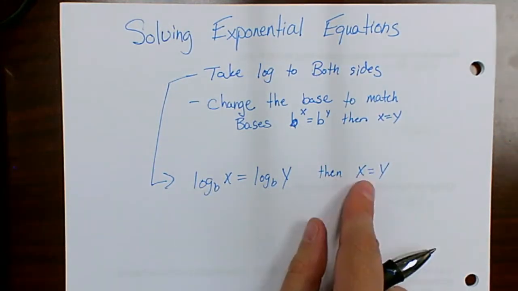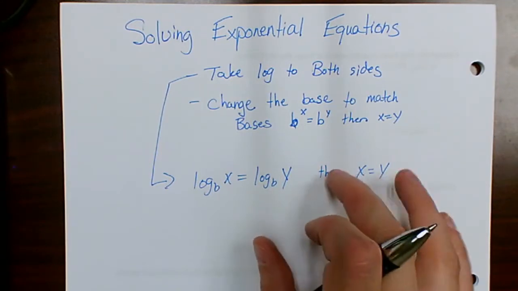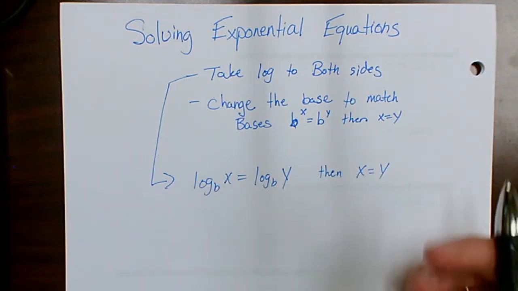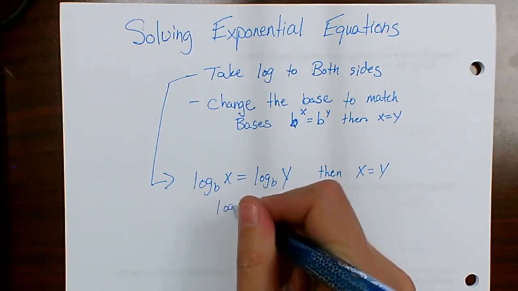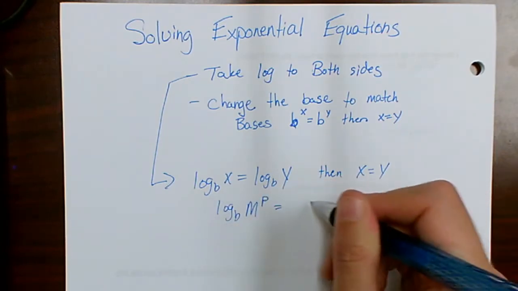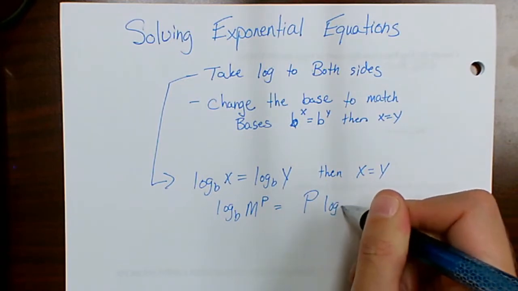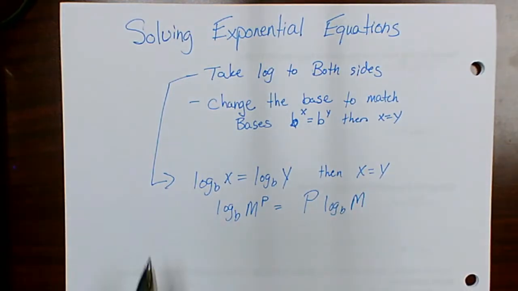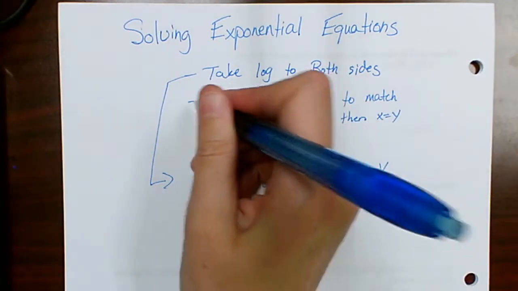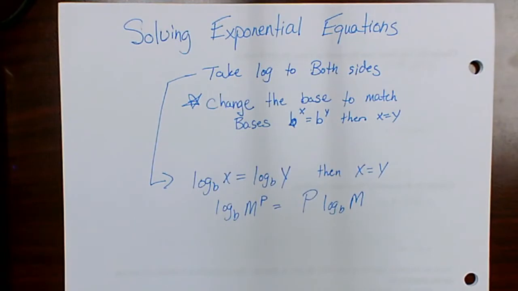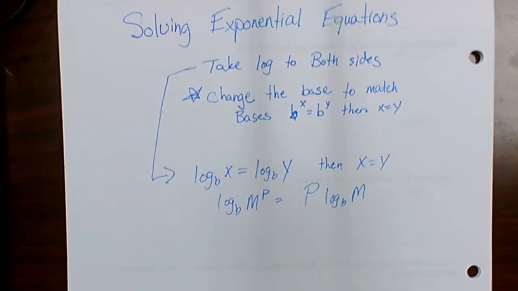Then you can go the opposite way, where you can log both of them to get here. And then log base b of m to the p power is p times log base b of m. So that's another one to remember when solving exponential equations. Or what I like to try first is change the base to match your bases. So if you have b to the x equals b to the y power, then x equals y. You can drop the bases.